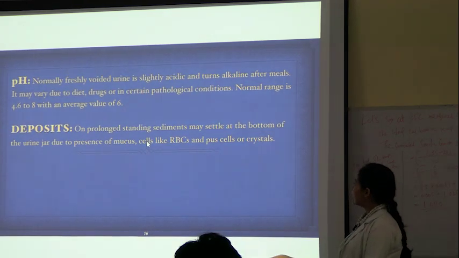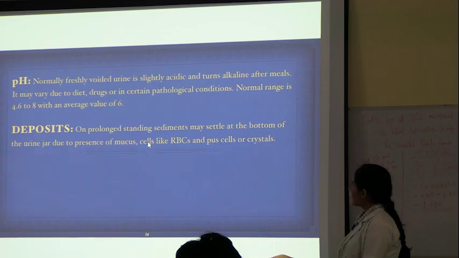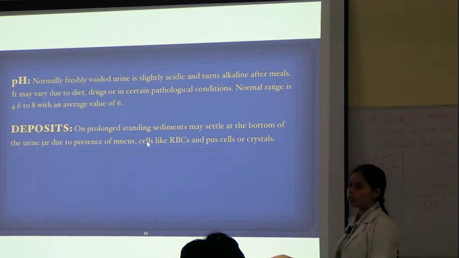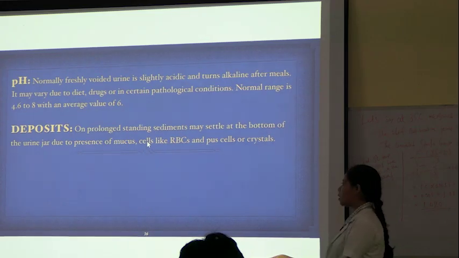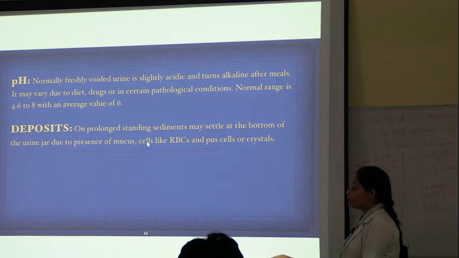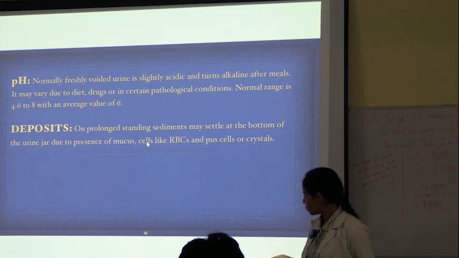Now deposits. On prolonged standing, sediments may settle at the bottom of the urine jar due to presence of mucus cells like red blood cells and pus cells or crystals. On prolonged keeping, all these things can come. The mucus cells like RBCs, if the patient is having some kidney injuries, then all these things can show up in the sample.